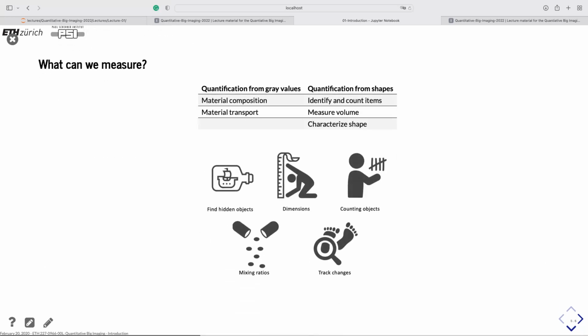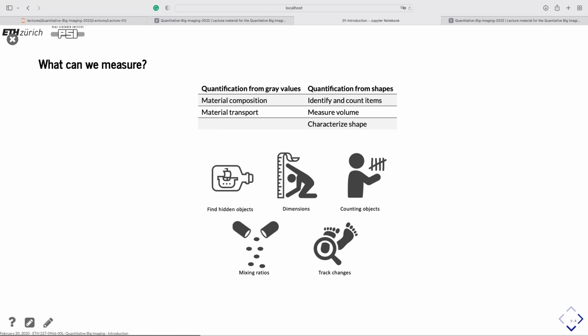So now comes the question, what can we actually measure in images? Then we divide it into two different classes. One is quantification from the gray levels. So you really see the gradients in gray level. And on the other side, you have quantification from shapes. The first one is about looking into material composition, material transport, etc. And the other one is to identify and count items, measure volumes or dimensions in general, characterizing shape.